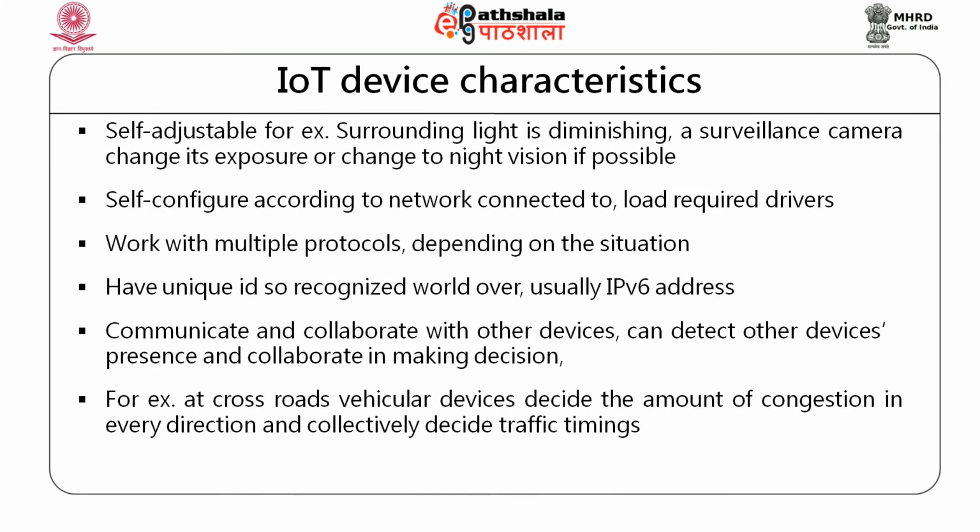Okay. These are the characteristics of IoT devices. First thing, they self adjust. For example, a surveillance camera finds out that the surrounding light is reducing, maybe a cloudy weather or night falling, then it will change the exposure or even switch over to night mode vision, that is called self adjustment. So, you do not need to tell it, it will learn on its own about the surroundings and adjust accordingly. Okay. So, that is the first thing.